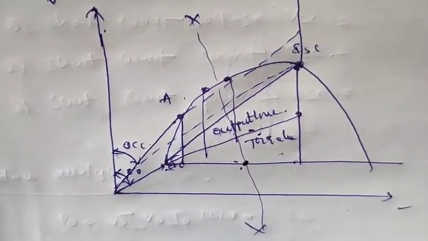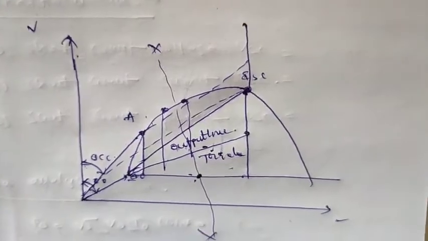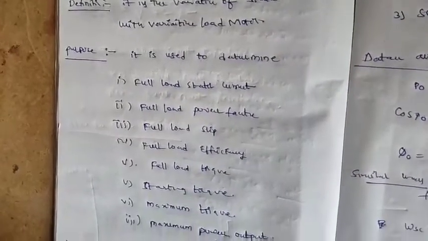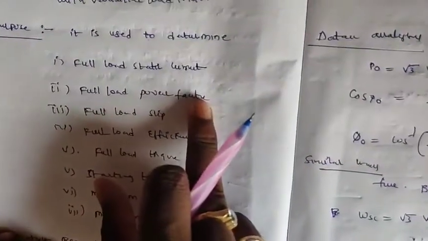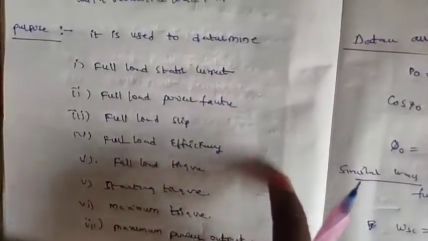Next class we have to solve one problem, and the purpose of the test has to be calculated, by using the parameters, how to calculate full load current, full load power factor, full load slip, efficiency, torques, and maximum power output.